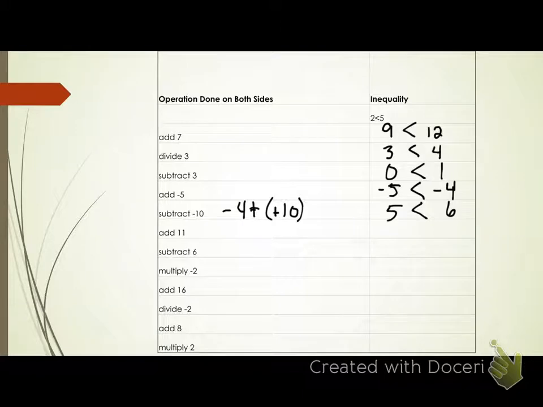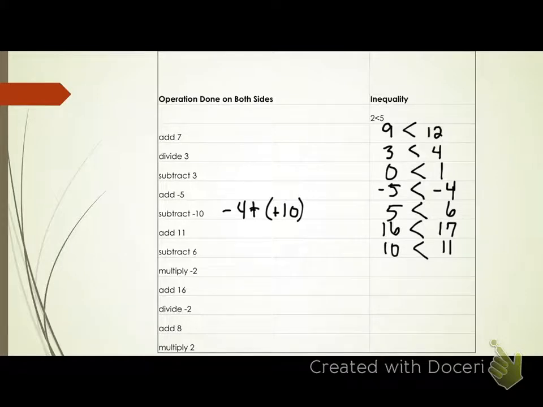Now let's add 11 to both sides. What's 5 plus 11? 16. 6 plus 11, 17. What's my inequality symbol? Stayed the same. Now let's subtract 6. What's 16 minus 6? 10. 17 minus 6, 11. Stayed the same.